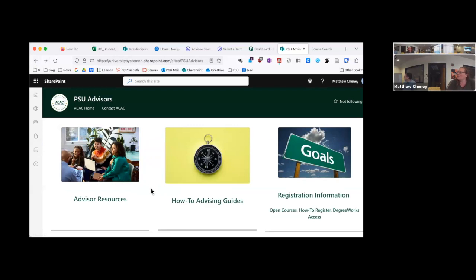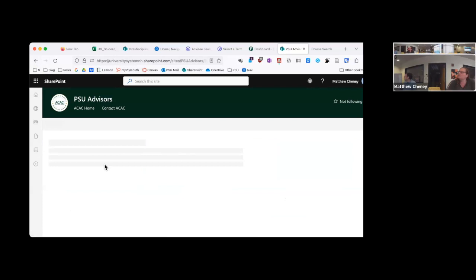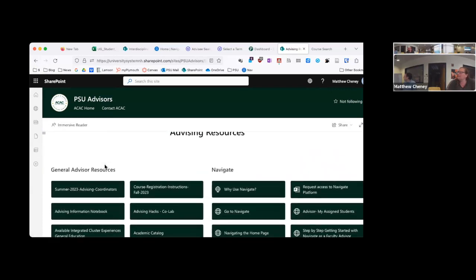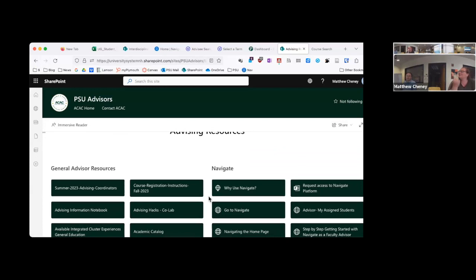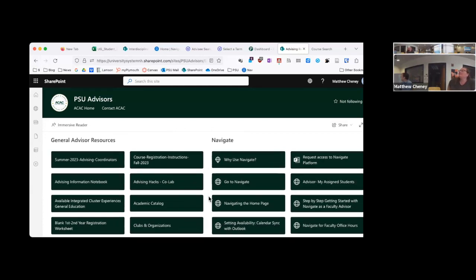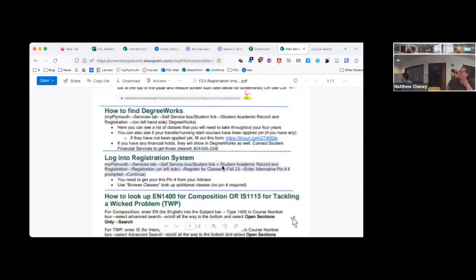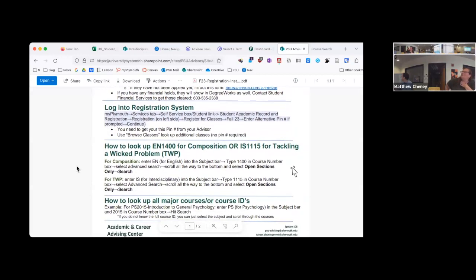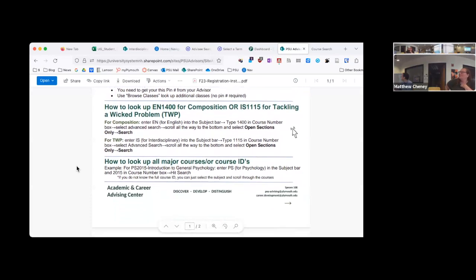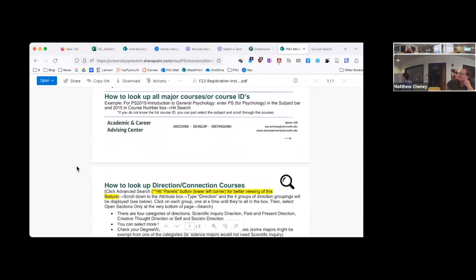And then the last thing I'll pull up here is advisor resources. I love this page. It has everything you need. I love this page too. So you see where it says course registration instructions, fall 2023. Those are the step-by-step instructions on how students can utilize the registration system. So even if you don't know it like the back of your hand, you don't really need to. This is how students can get into DegreeWorks, how they can log into the registration system, how to look up composition or tackling wicked problems, or how to look up their major courses if they already know the course ID.